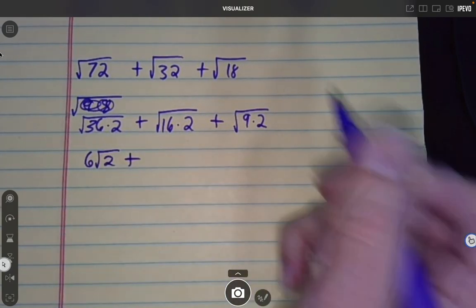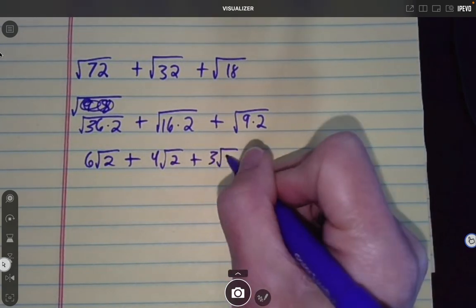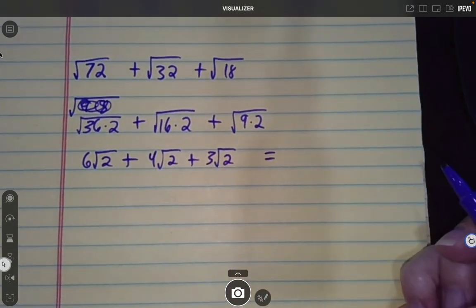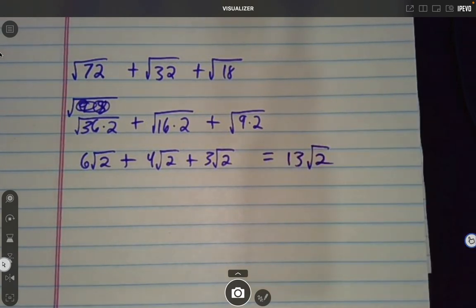What's the square root of 16? 4 square root of 2. And what's the square root of 9? There we go. Add them all together, and what is it? 13 square root of 2. You just gotta use your brain on this. Yeah, so, but a lot of them, oh, I'm sorry, y'all, I could have lowered that earlier.